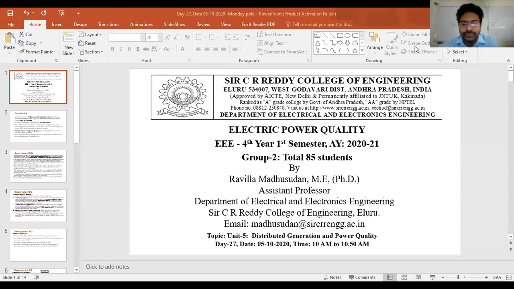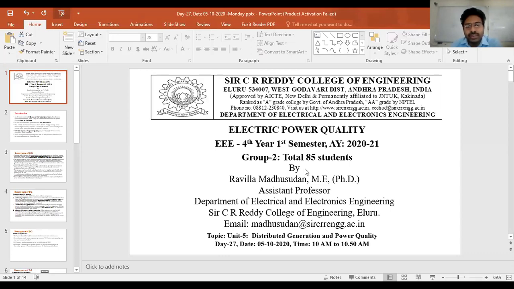So we are in the fifth unit. In the fifth unit we are going to discuss distributed generation and power quality. What are the different technologies we are going to adopt in distributed generation?